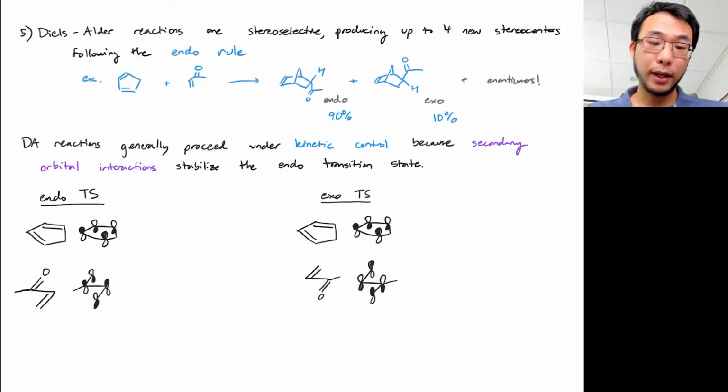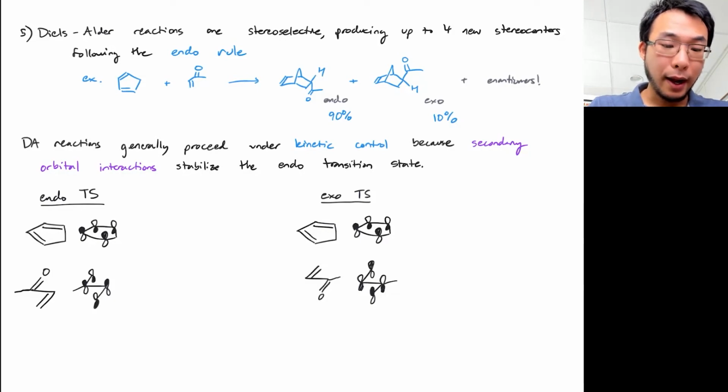The reason that we have this lower barrier toward the endo product is because there are what are called secondary orbital interactions that stabilize the endo transition state. Let's look at that now in both drawing form and in models. So I have in drawing form the relevant molecular orbitals that are involved in the reaction.